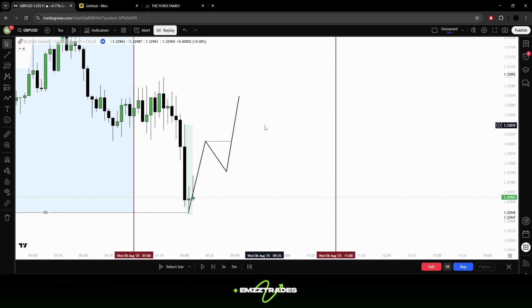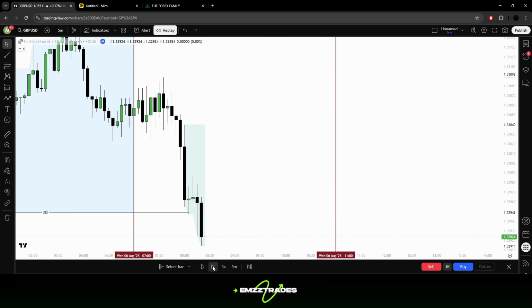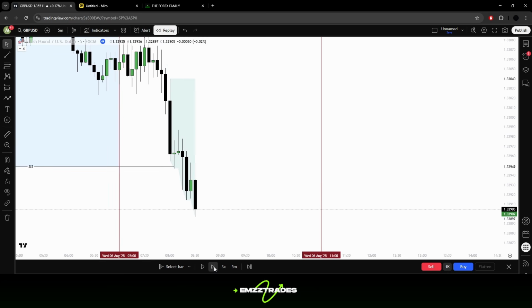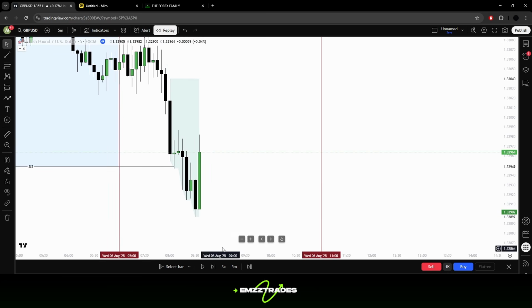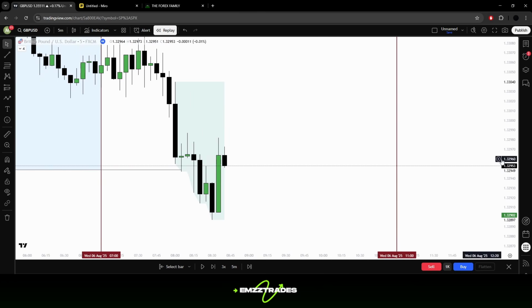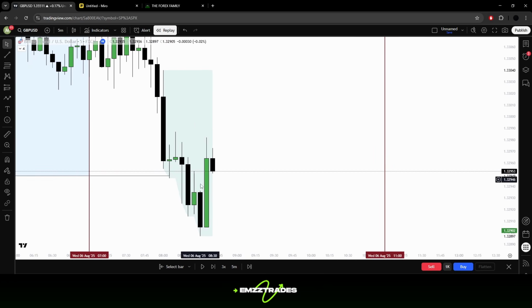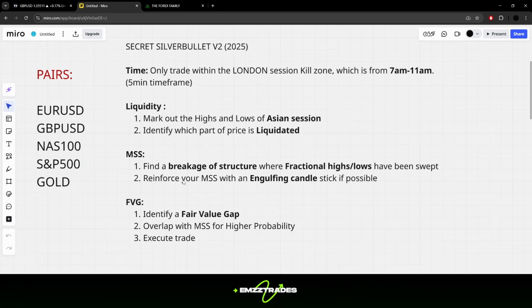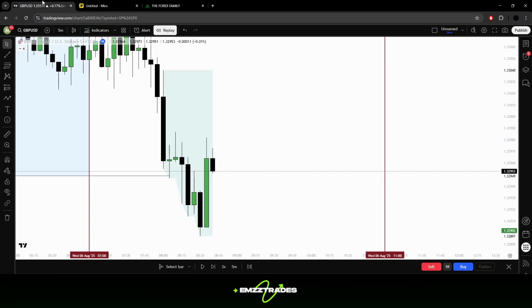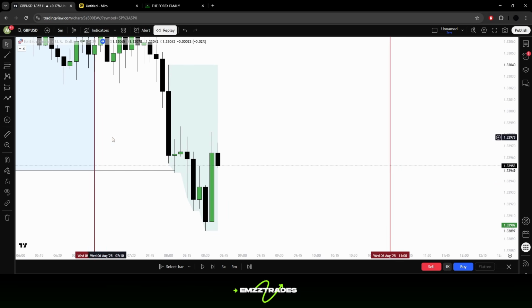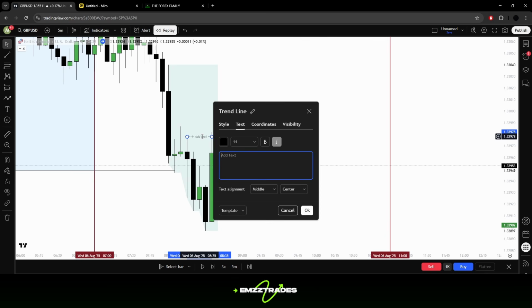So now if I actually just remove this and show you guys what happens next, then you can see for yourself, right? So if I keep playing price forward, as you can see, we just got a very, very big engulfing candlestick, and that's exactly what we needed, right? So we needed this engulfing candlestick because, as you can see here, it says reinforce your market structure shift within an engulfing candlestick if possible, right? And as you can see, we got the engulfing right there, and that's all we needed. Now what we can do is mark out my market structure shift right there to the closest high I can find.